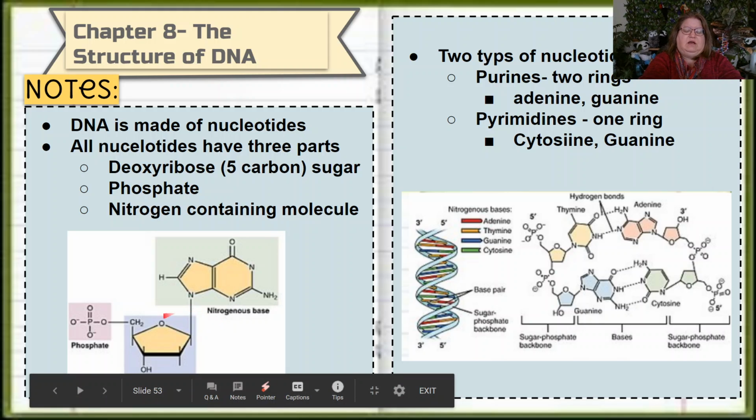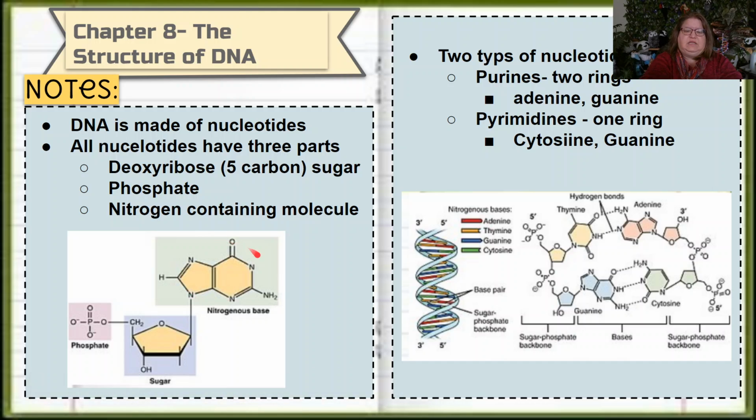There is a deoxyribose. It's a 5-carbon sugar. And then there's a phosphate. And these are the ones that end up connecting to another nucleotide. And then the base, the nitrogenous base, is then going to be on the inner part of the helix. And that is a nitrogen-containing part of it.